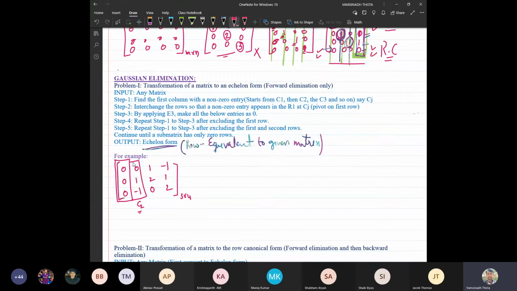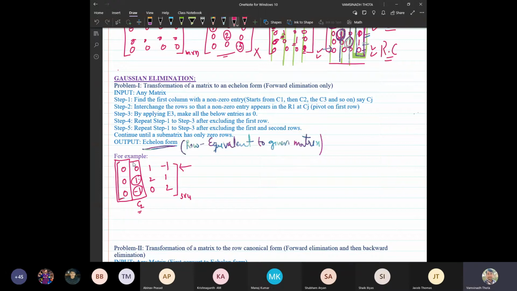Okay. Now what should we do? We have identified the first step. In step 2, interchange the rows so that the non-zero entry appears in R1 at Cj. R1 means first row. Cj means the jth column. Pivot on the first row. It has to be in the first row. So here we have identified, what are the non-zero entries? Here, this one is a non-zero entry. -1 is a non-zero entry. With the help of elementary row operations, we need to bring this one into this position. In the first row, we need to make it.